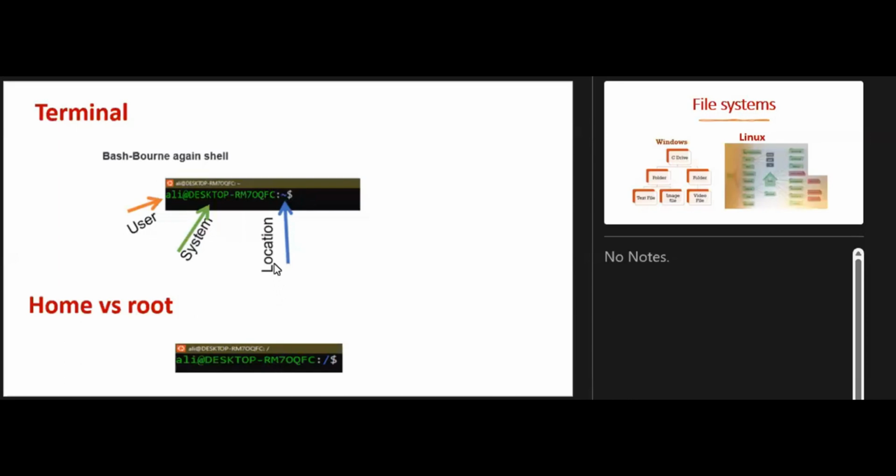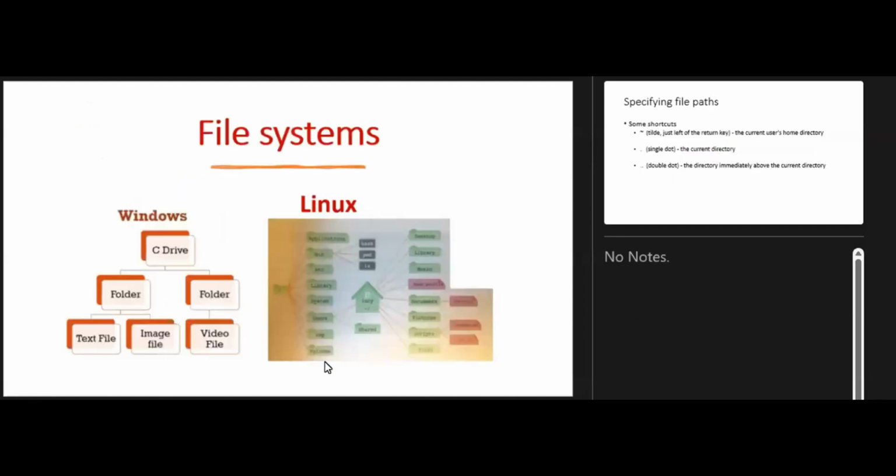So as I said, this sign denotes your location. I change the location to root, and you can see that a different symbol appears, a forward slash appears. So this denotes the root location. What is root and what are the file systems?